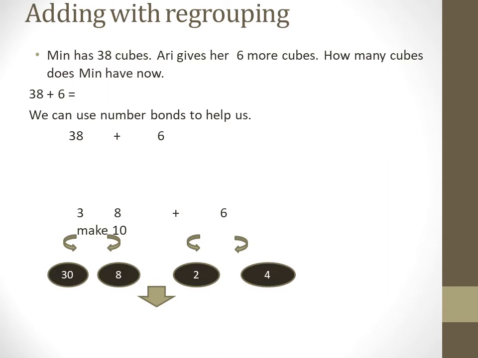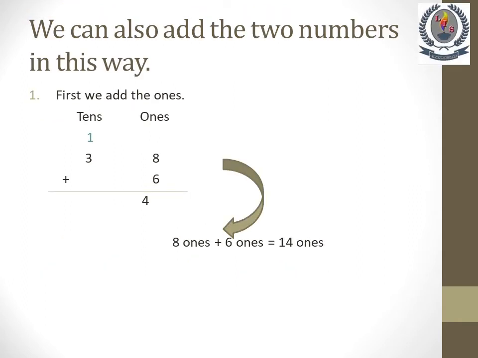First we make 10. 8 and 2 make 10. Next we add 30 and 10. 30 plus 10 is equal to 40. Lastly we add 4 to 40. 40 plus 4 is equal to 44. We can also add the two numbers in this way.